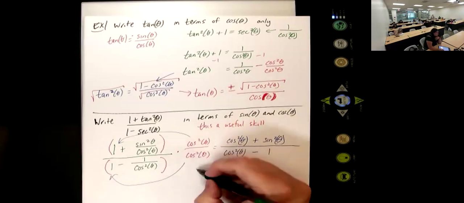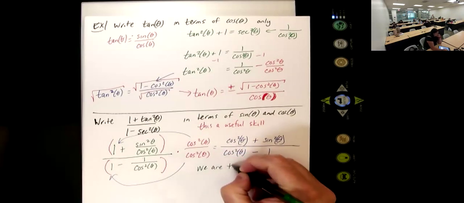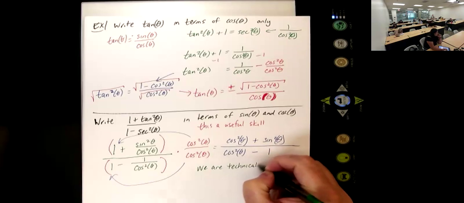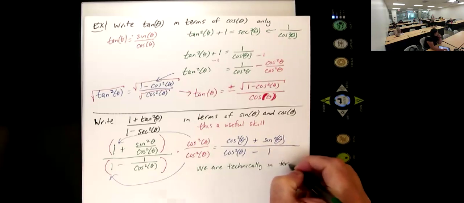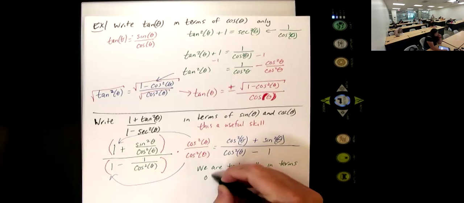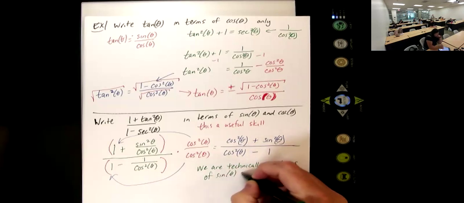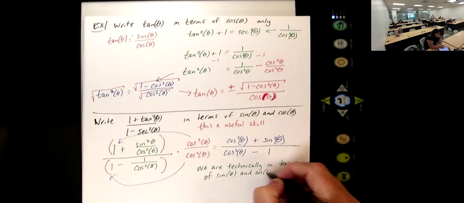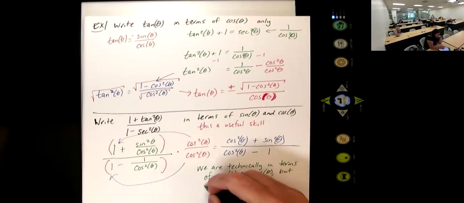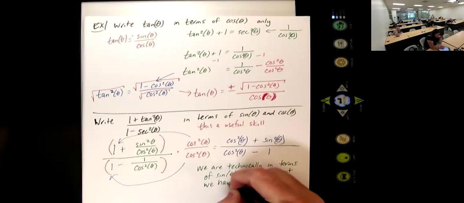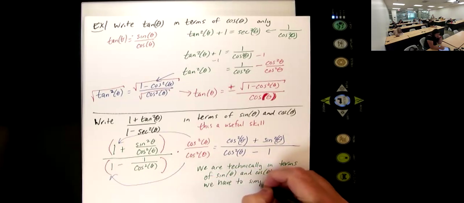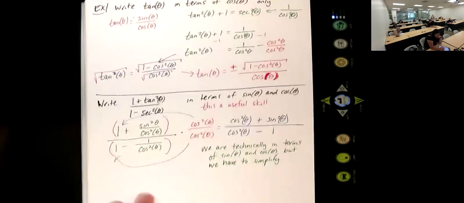Now, we are technically in terms of cosine and sine, like I asked. But we have to simplify, you should always simplify. Can I do anything here to simplify?